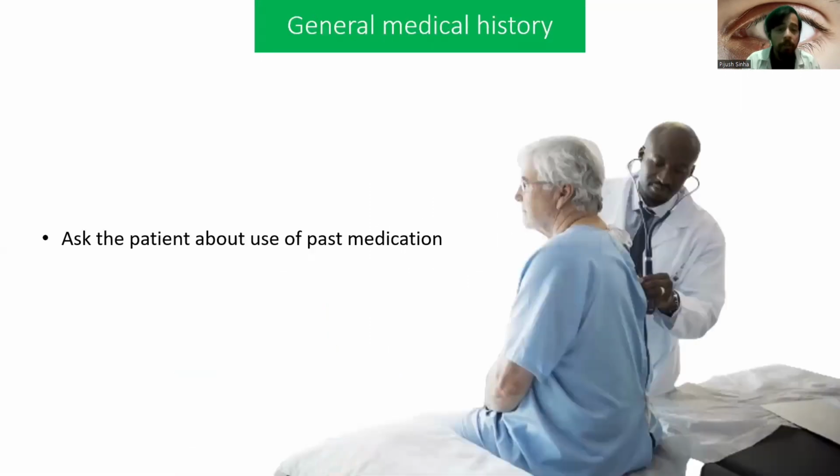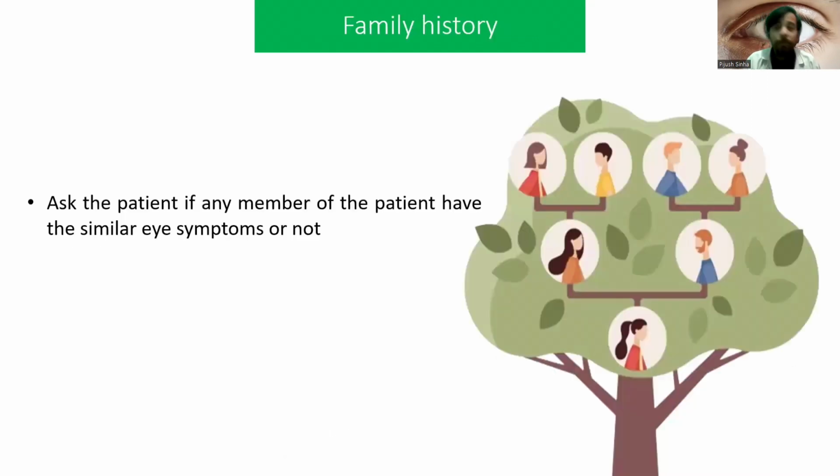Okay, so here, general medical history. In general medical history, ask about the past medical condition. This includes conditions like diabetes, hypertension, HIV, asthma, coronary artery disease, thyroid, tuberculosis. All such systemic conditions you need to write in this general medical history section. Okay. Then family history.